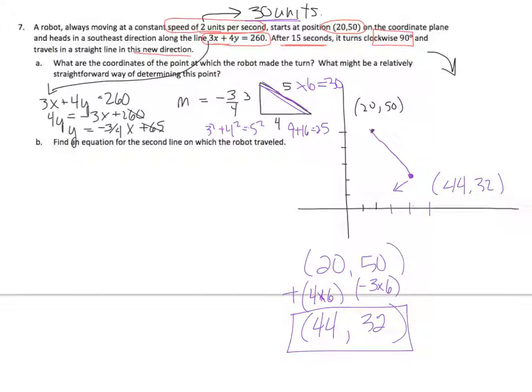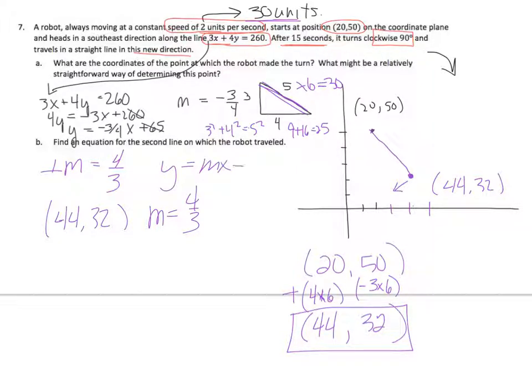And my perpendicular slope is positive 4/3. So I'm going through the point 44, 32 with a slope of 4/3. Let's throw it into the equation, the slope-intercept form. y equals mx plus b. 32 equals 4/3 times 44 plus b.